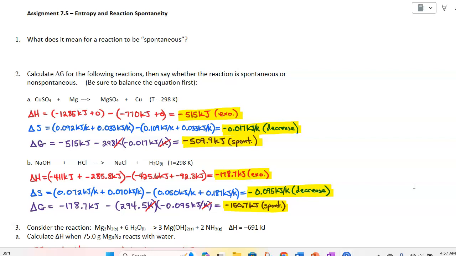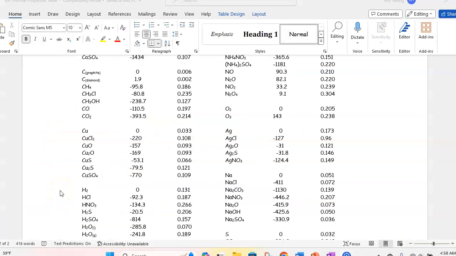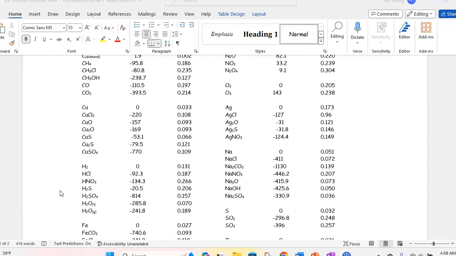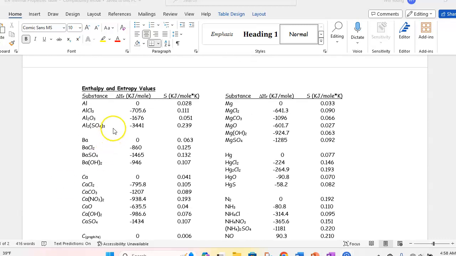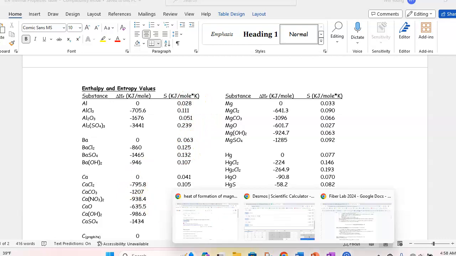Okay. For number two, basically you just had to calculate the delta G, which meant that you first had to calculate the delta H and the delta S. And for that, we just go to the table. And I am referring to the thermal properties table. So that would be this one, right? So we have our H values, our heat of formation values on the left, and our entropy values on the right.